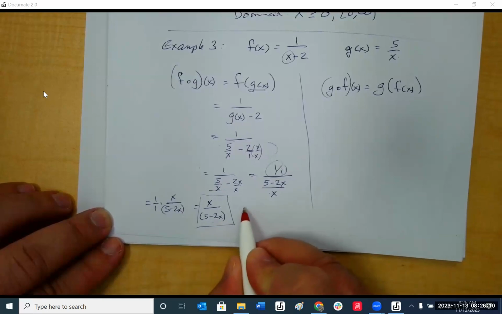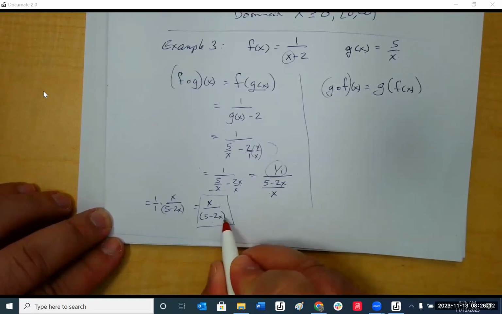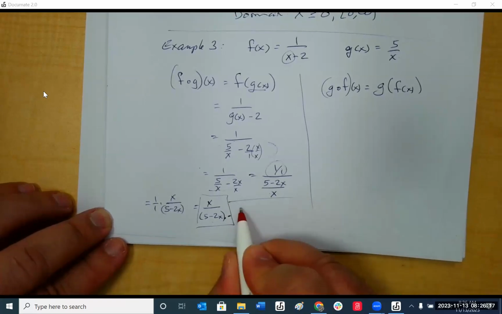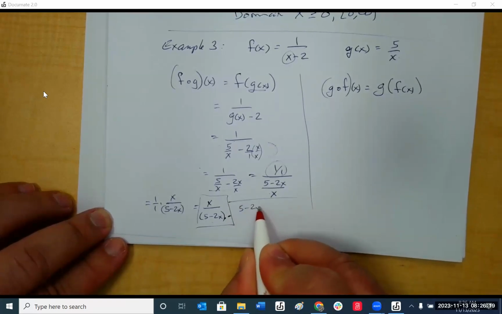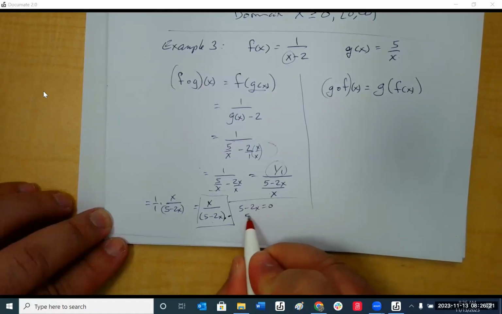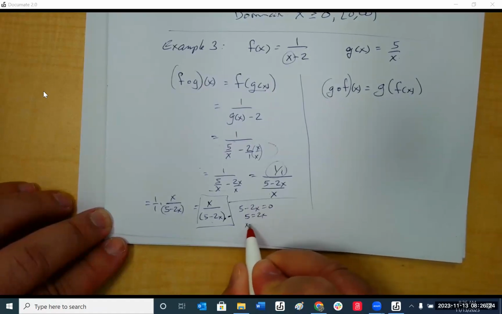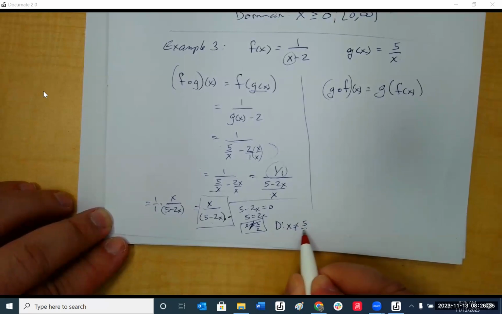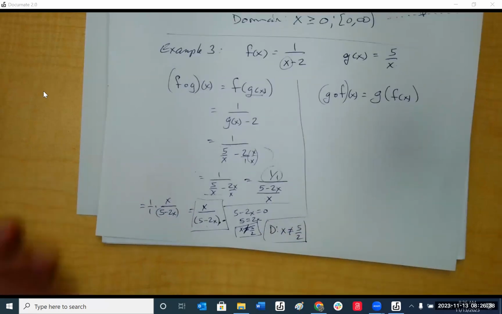Now, the only domain problem we have here is the bottom cannot equal 0. So we got to find out what makes the bottom equal to 0. So 5 equals 2x. x equals 5 over 2. So that's the only number we cannot have. Our domain is x cannot equal 5 over 2. It could be anything else. It cannot equal that because you cannot have zeros on the bottom.